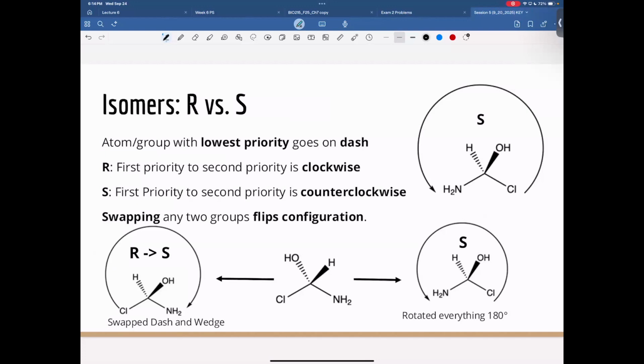All right, assigning R versus S. So if your priority goes in a clockwise rotation, like this, clockwise, that is R. And the way I remember that is R for right, the right way goes right. So the arrow is going to the right. And then S is just not that. So S will go to the left. Make sense? And then if you flip any 2 groups, for example, we flip these 2 groups, it becomes from R over here to S.